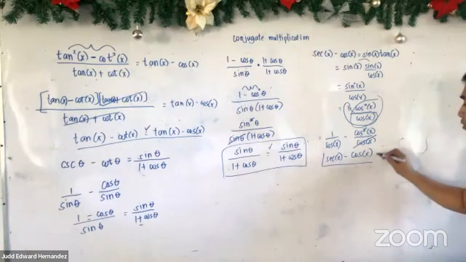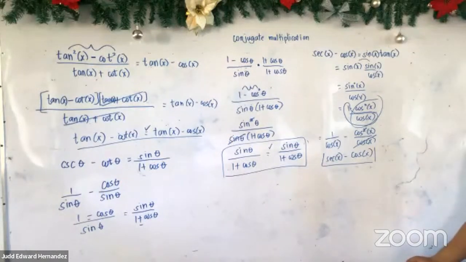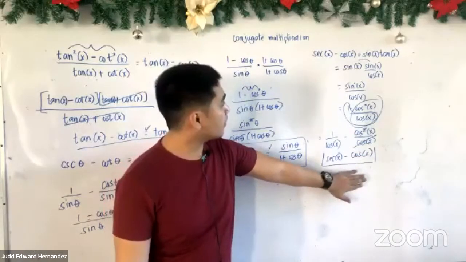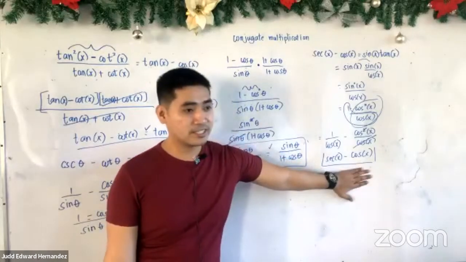Is the left side equal to the right side? Yes po. Is the left side equal to the right side? Yes. Therefore, they are now equal. Questions?